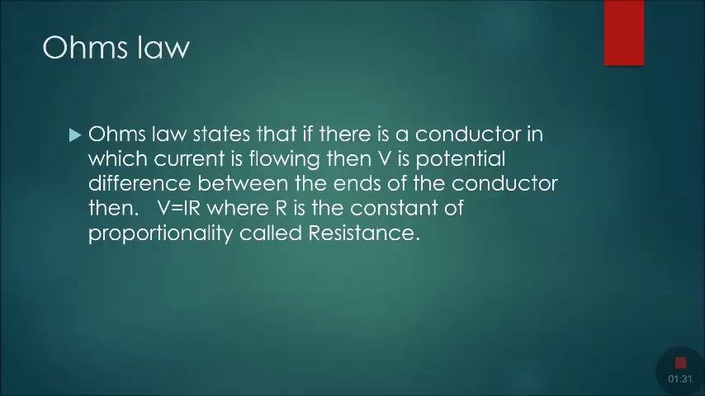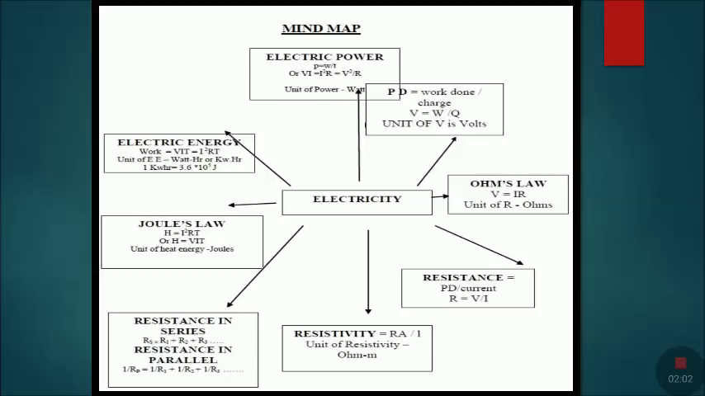Ohm's law is a very important law in this chapter. Ohm's law states that if there is a conductor in which current is flowing, and V is the potential difference between the ends of the conductor, then potential difference is equal to current into resistance, where resistance is the constant of proportionality because voltage is directly proportional to I. Therefore, V equals R into I is your Ohm's law. These are some of the formulas for each of the quantities.